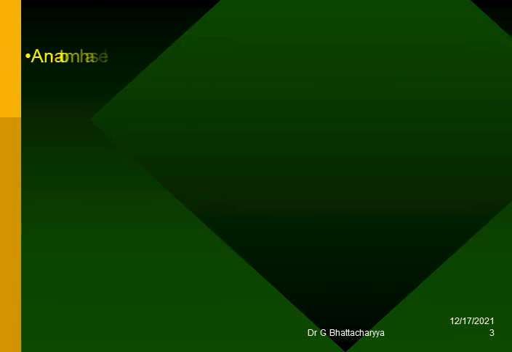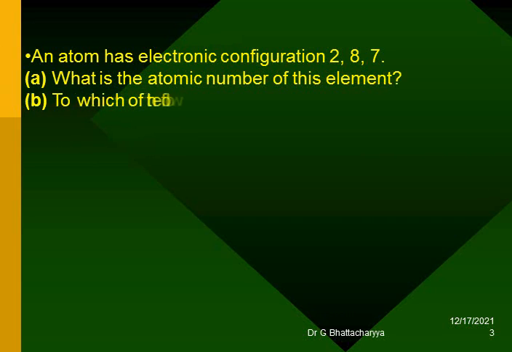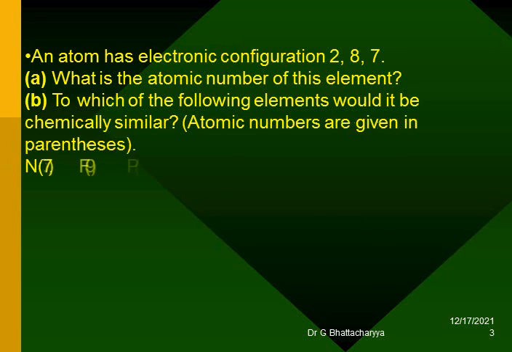An atom has electronic configuration 2, 8, 7. A. What is the atomic number of this element? B. To which of the following elements would it be chemically similar? Atomic numbers are given in parentheses. N (7), F (9), P (15), Ar (18).